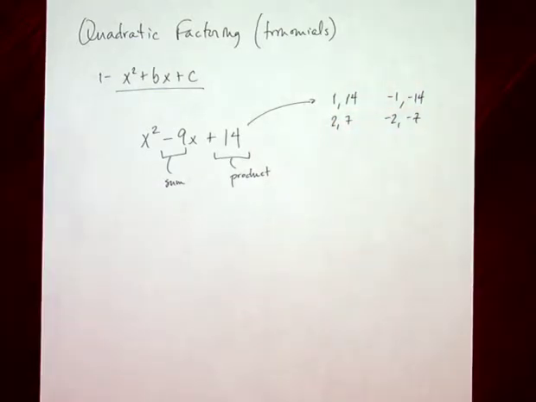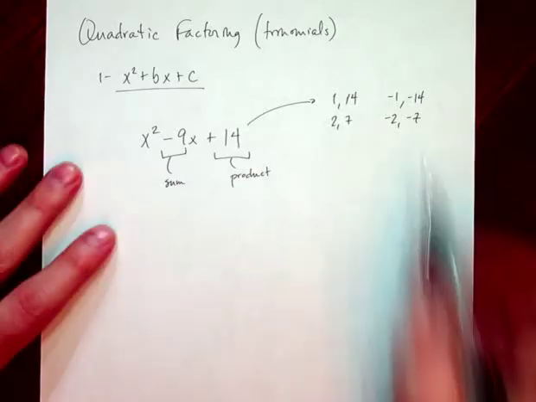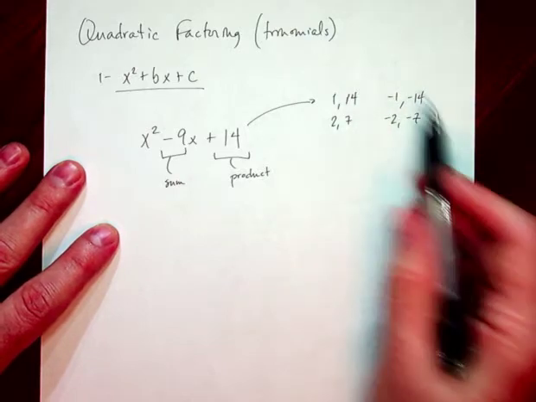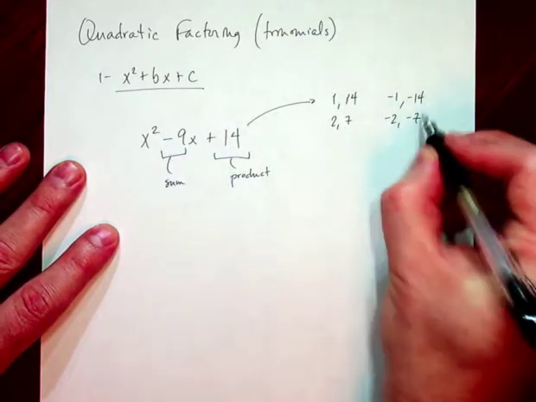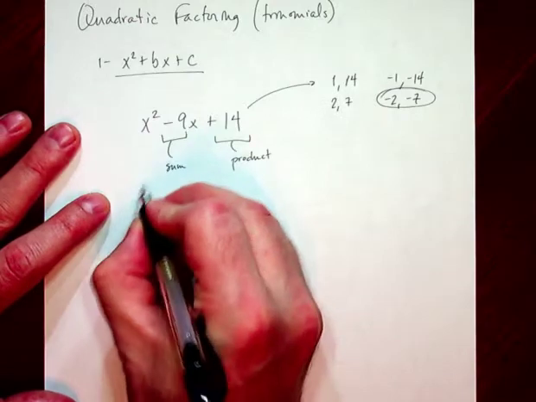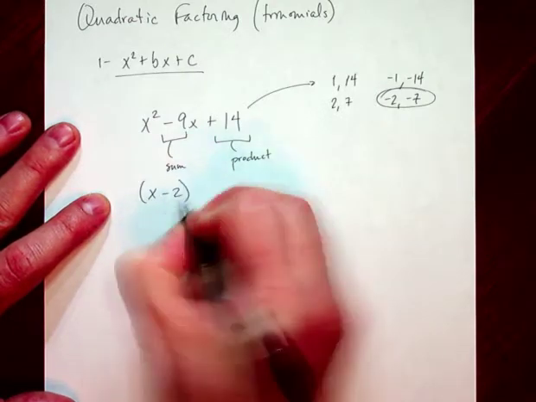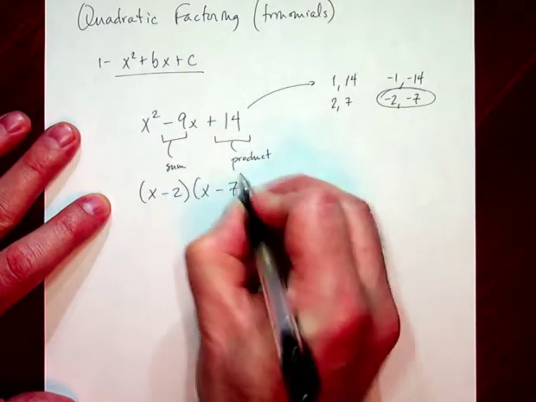Now, thankfully, 14, not prime, but it doesn't have that many factor pairs, right? And so basically, of these four factor pairs, which one gives you a sum of negative 9? And it's obviously that one right there. And so you have x minus 2 and x minus 7.